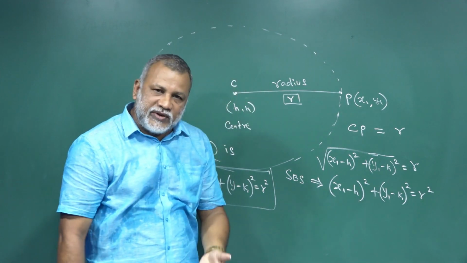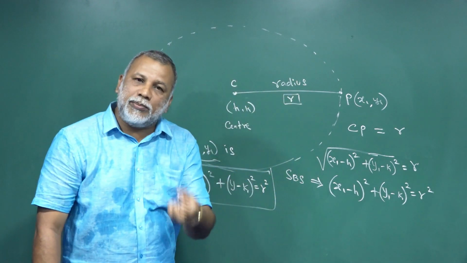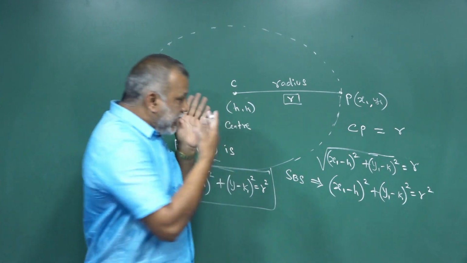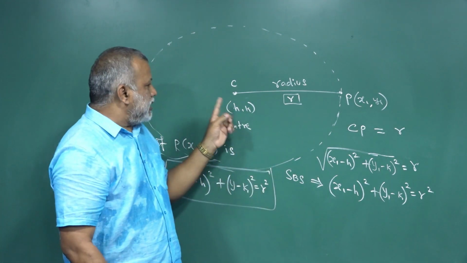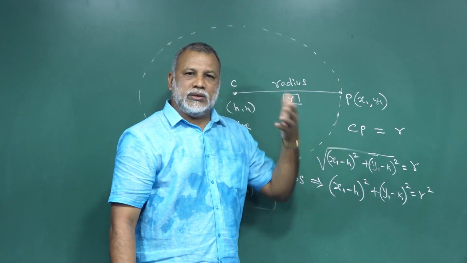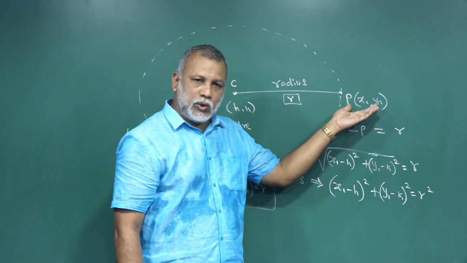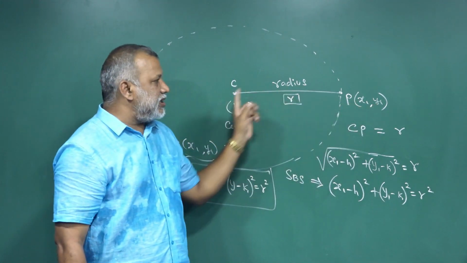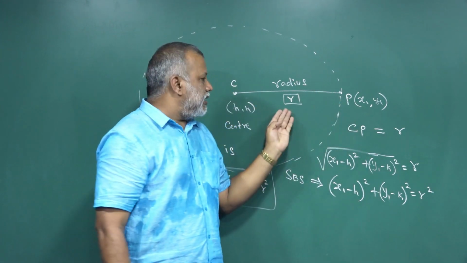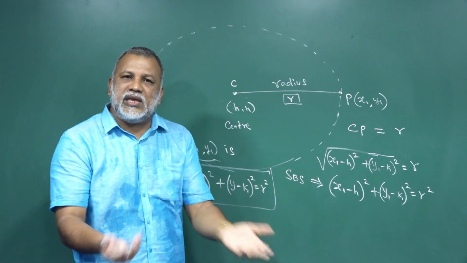Initially, what is the definition? We have to create a path. How will the path be created? According to a specified geometrical condition. Here, what are the conditions? C, h comma k, is the fixed point. P, x1 comma y1. We are going to form this locus. We are going to find the locus of this point. What is the condition? CP always maintains the same constant distance. That must be the radius. So with the help of this, we are creating the equations.